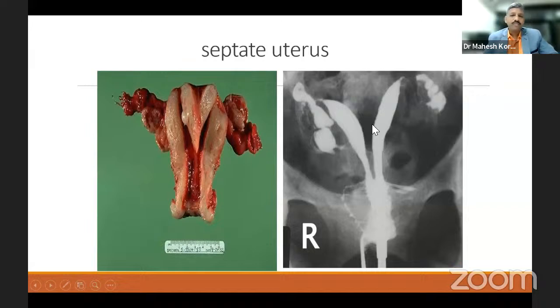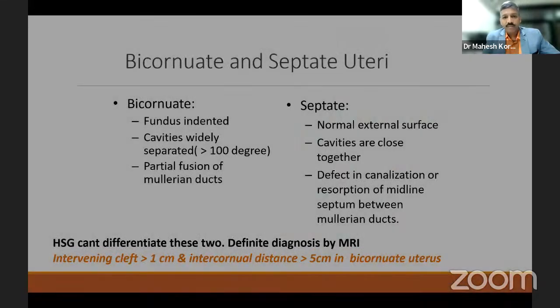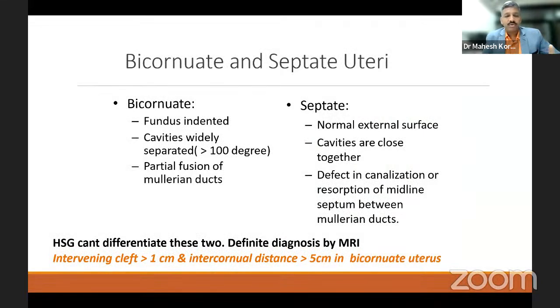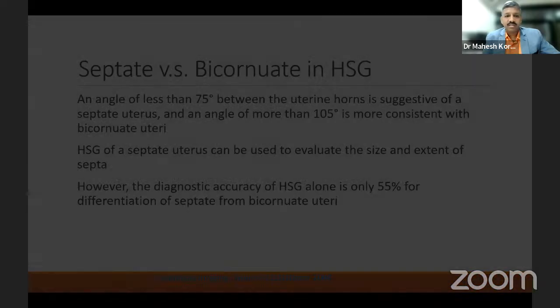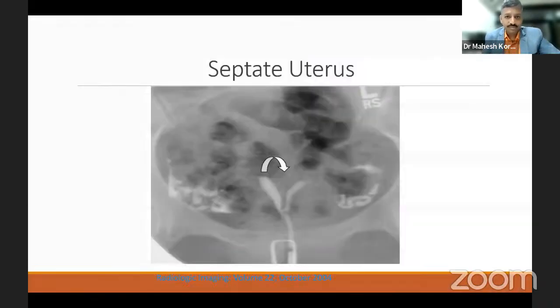That is an acute angle. So in a lot of infertility cases, if you do a hysteroscopy, you will be able to see a lot of septate uterus. And a septate uterus forms an acute angle, which has to be remembered. The difference between bicornuate and septate is that in a bicornuate uterus there is a fundal indentation and a widely separated cavity, whereas in a septate uterus the cavity is less separated. So an angle of 75 degrees between the 2 uterine horns is of a septate uterus, and more than 105 is consistent with a bicornuate uterus. So this is a septate uterus again.